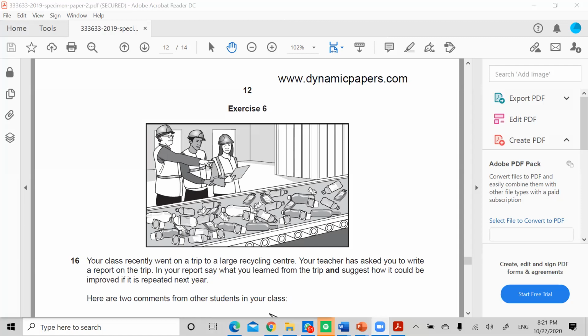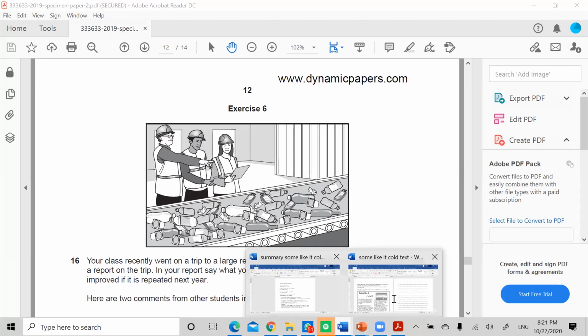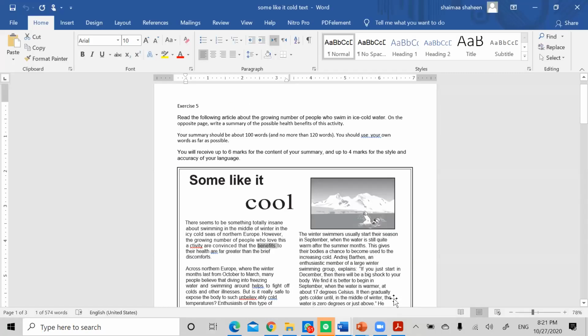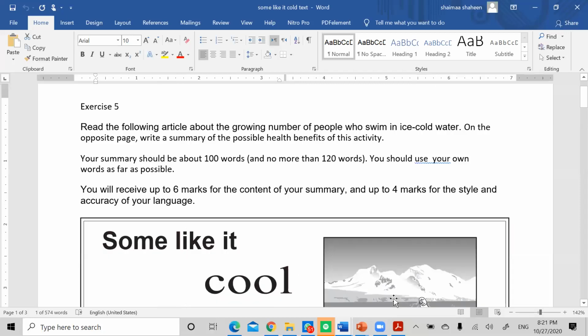So have a look here. This is exam number 4 in our exam. If I ask you to look at the topic of the exercise, the heading, you are going to be asked: read the following article about the growing number of people who swim in ice-cold water. Write a summary of the possible health benefits of this activity. So what am I going to write about? Am I going to summarize the whole text?